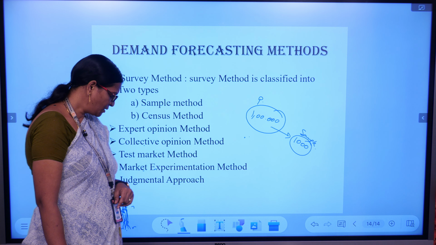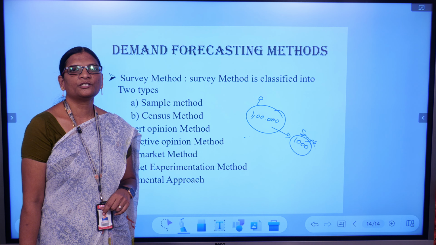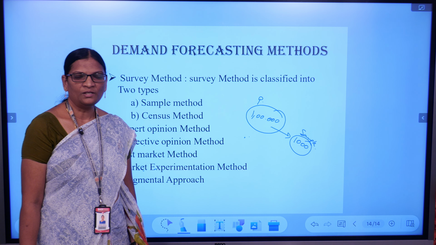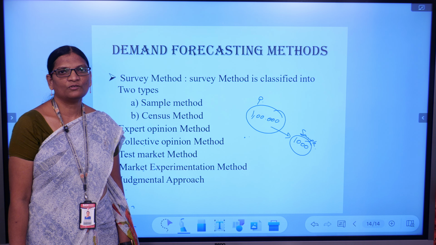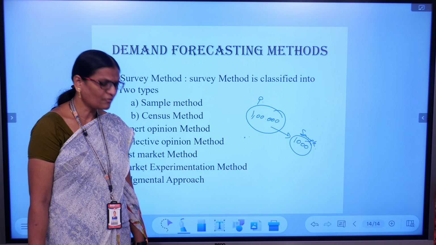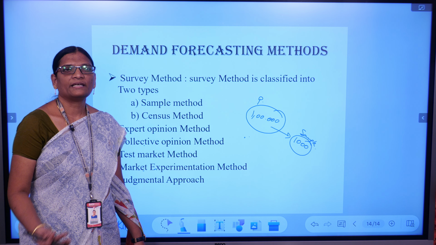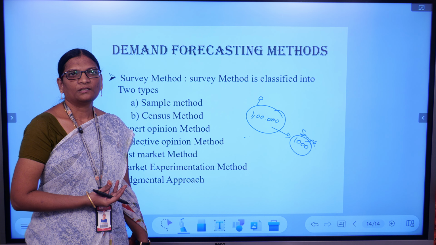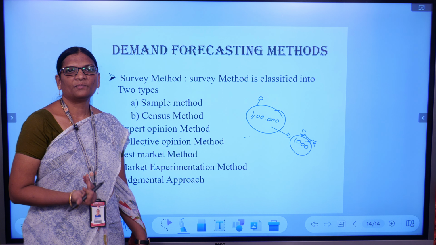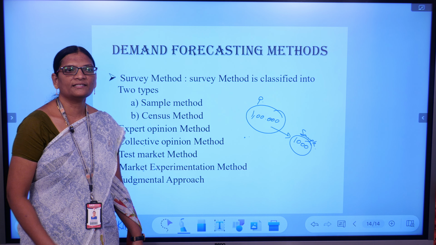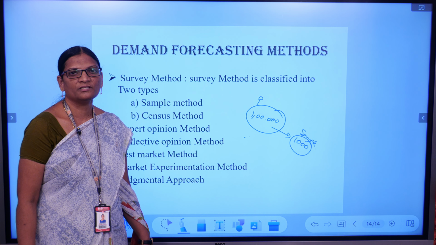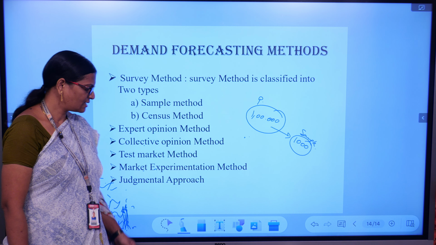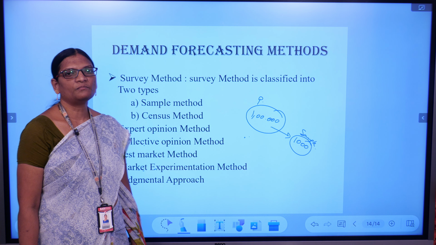Next, market experimentation method. Market experimentation method means here the analyst will choose a certain category of people and observe the buying behavior of those people. Why are these people purchasing this category of product, what attribute attracts them towards the purchase, like that they will analyze and observe. Based on those observations and analysis, they may estimate the demand of a particular product. So that is called market experimentation method.